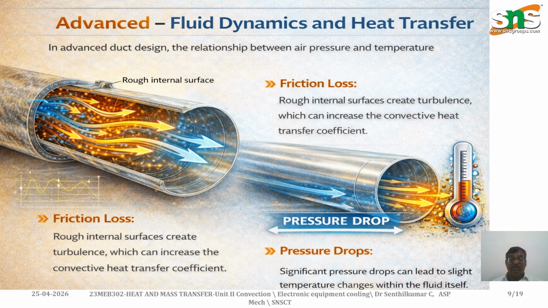The pressure drop is also a very important parameter. It depends upon the geometrical shape. If the shape is rectangular, the pressure drop is different. For the circular shape, the boundary layer, the friction and the pressure drop are different. So for friction loss consideration, a rough internal surface creates turbulence, which can increase the convective heat transfer coefficient. As well, a significant pressure drop can lead to a temperature change in the fluid.